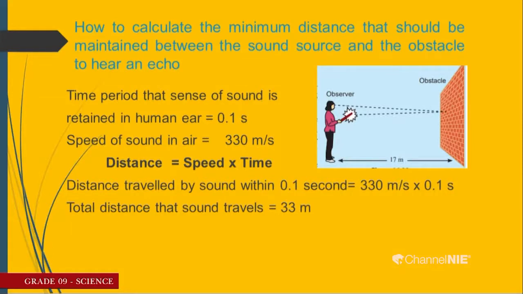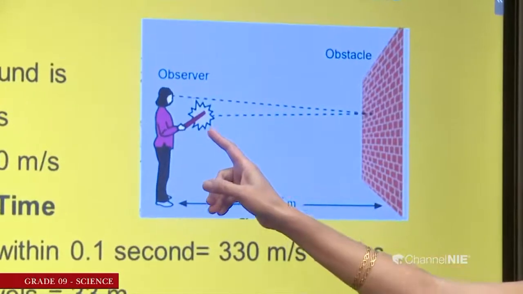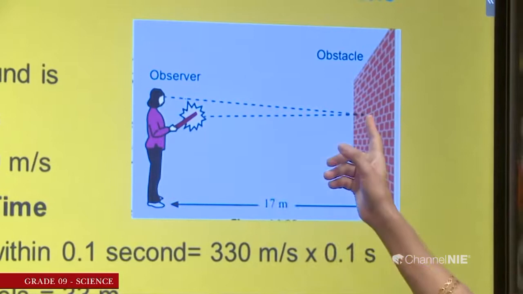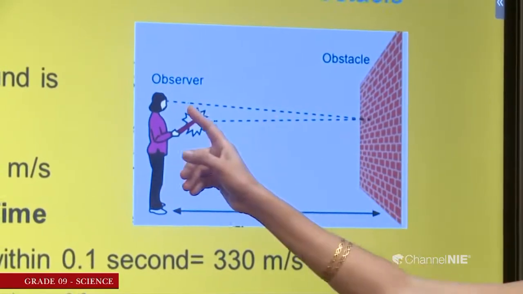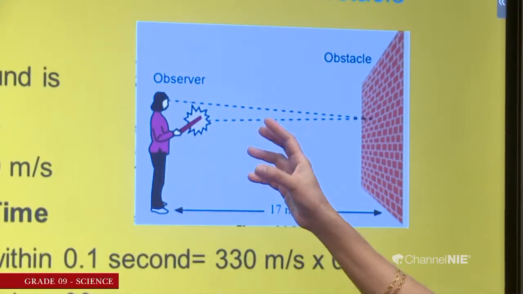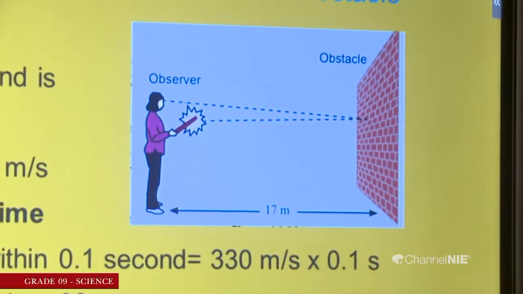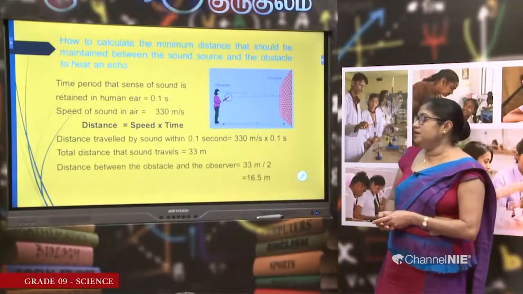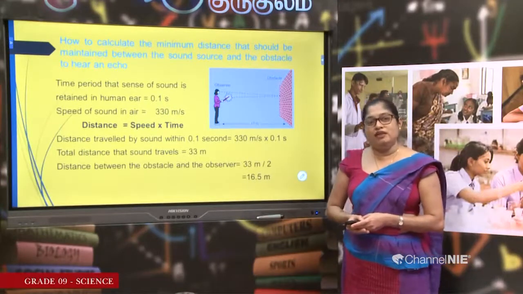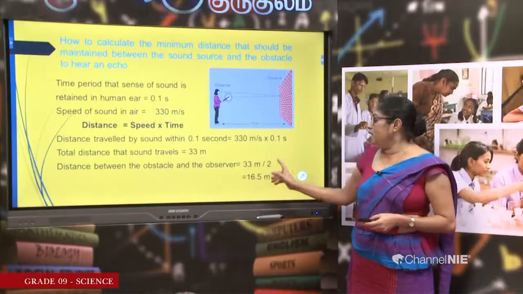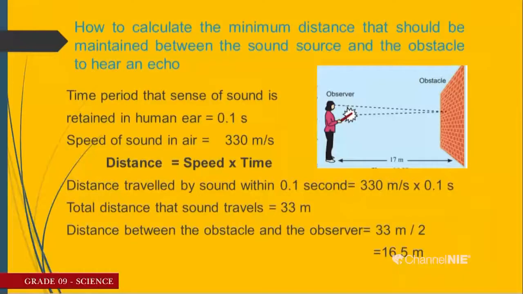Is this the minimum distance between the observer and obstacle? No. Sound travels from the sound source to the obstacle and is reflected back to the observer. So, this is twice the distance between the observer and the obstacle. To get the minimum distance between the observer and the obstacle, you have to divide this by 2. So, you will get 16.5 meters. That is the minimum distance that should be maintained in order to hear an echo.